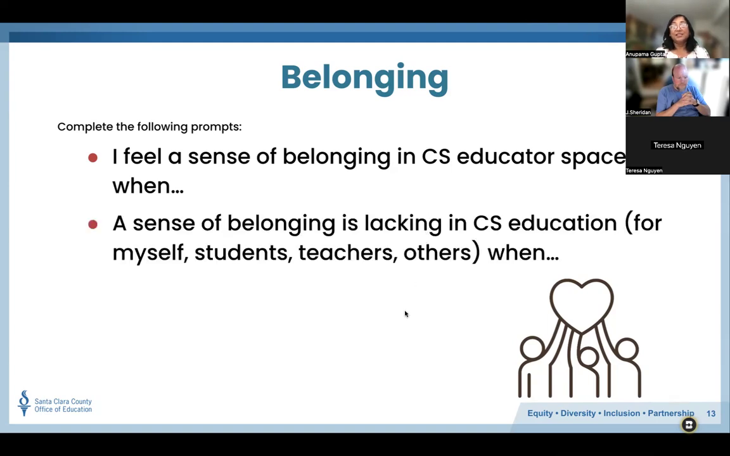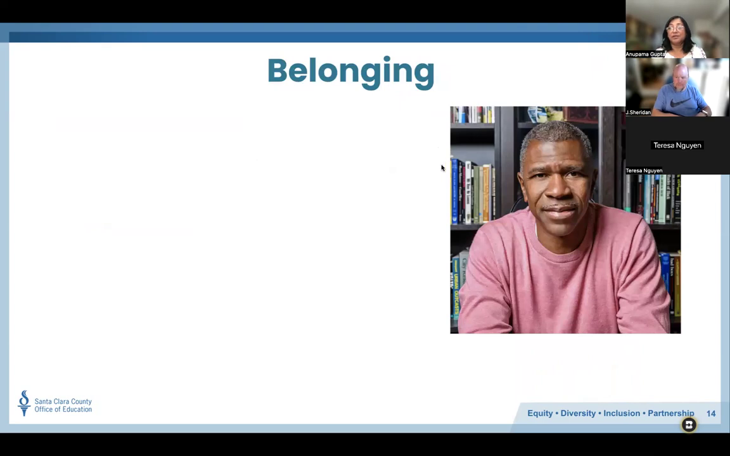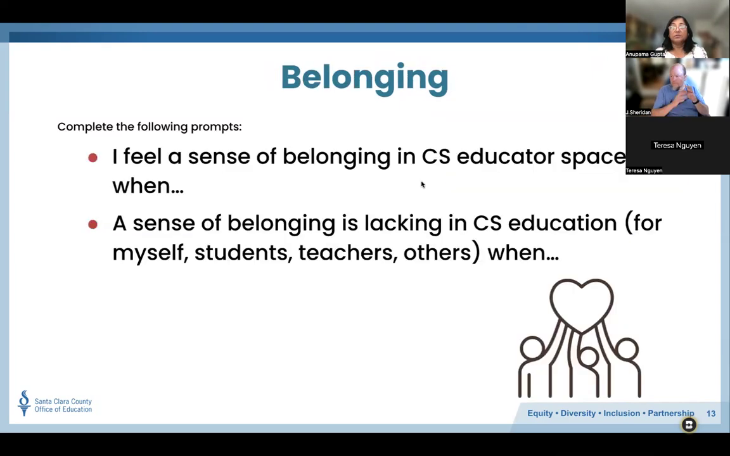And a sense of belonging is lacking in CS education when, for myself, students, teachers, and others. So complete the prompt. A sense of belonging is lacking in CS education when students don't see themselves in examples, making sure they are diverse. So true.